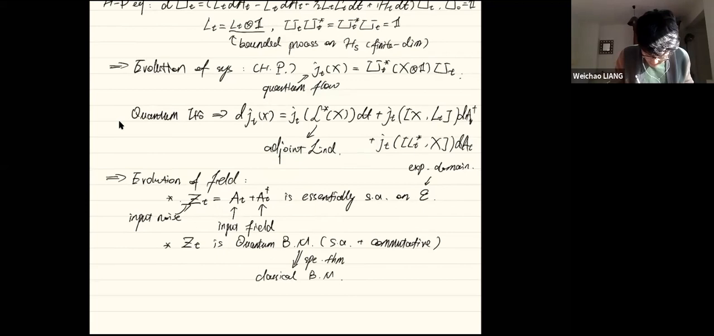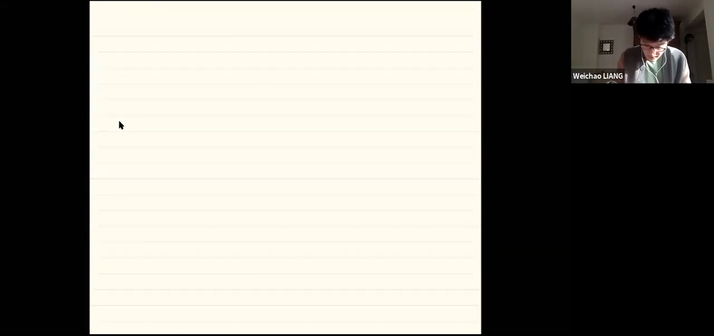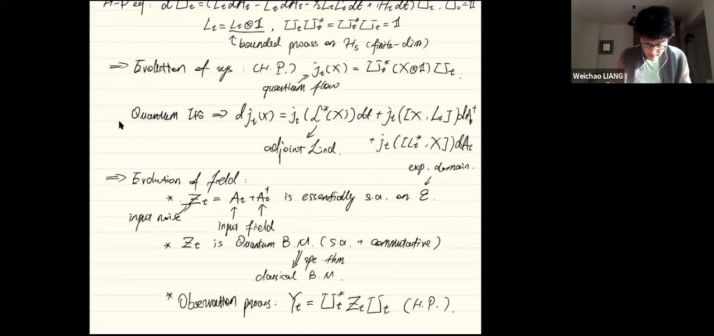Next we define the output of the field, and we call that the observation process, by Y_t equals U_t star Z_t U_t, where Z_t is the input noise and U_t is the unitary operator. We call this process the observation process. And this process describes the time evolution of the output. Of course, it's also in the Heisenberg picture.